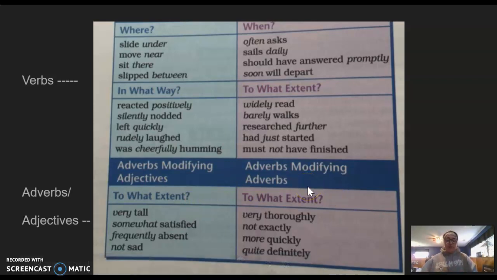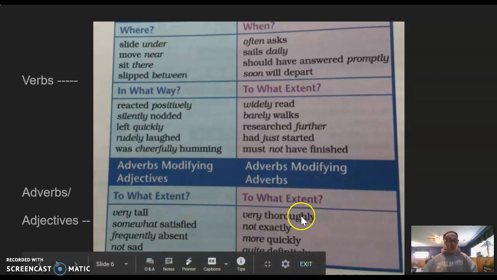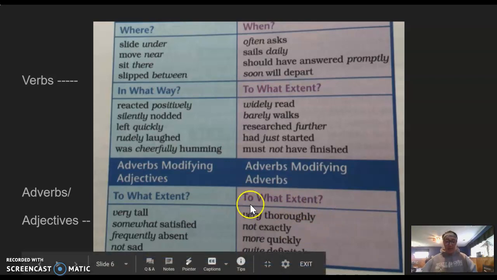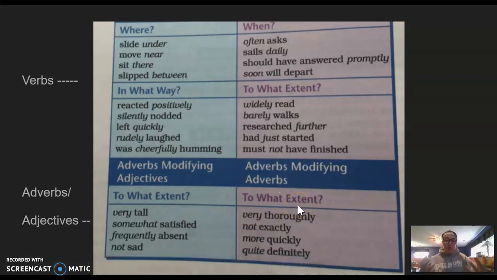Same thing with adverbs describing adverbs: very thoroughly, not exactly, more quickly, quite definitely. Here we see adverb on adverb. And that's how you're going to know. We're answering this question, but we are using an adverb to do it. All we're doing is getting really, really specific. That's the job of an adverb, to make things more specific. All right, so if I were you, I would take a picture of this chart because it's going to be super helpful for you to pull out when you're doing an assignment.